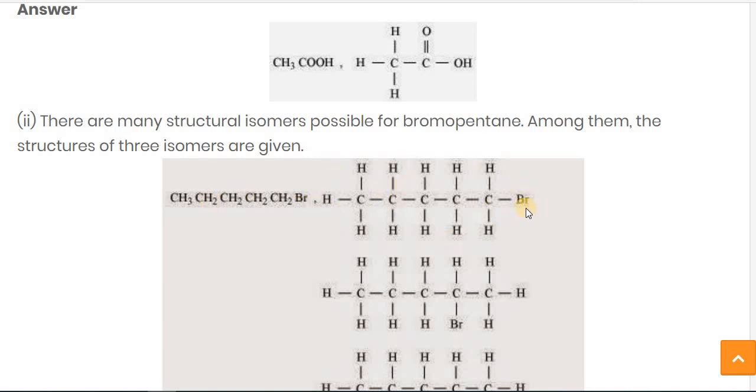Bromo, which is a halogen group, and the pentene means the 5 carbon atoms are there, and at the last the bromine is attached. The second question is whether it possesses isomers or not.